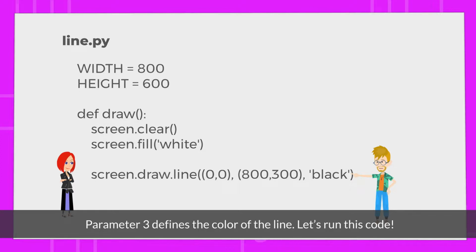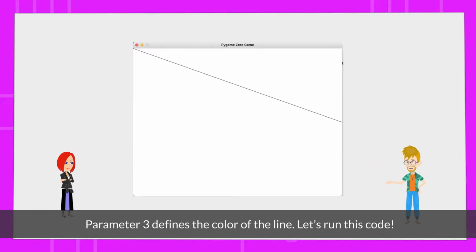Let's run the code. The black straight line is drawn in the window.